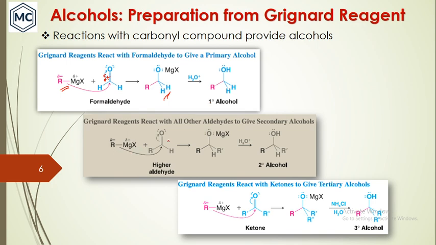Grignard reagent with any aldehyde other than formaldehyde, a higher aldehyde, gives a secondary alcohol. What is the difference here? You have R prime here, so the product becomes secondary. If you are using a ketone, you have both R groups here, and you will get a tertiary alcohol. So Grignard with formaldehyde gives a primary alcohol, with a higher aldehyde gives a secondary alcohol, and with a ketone gives a tertiary alcohol.